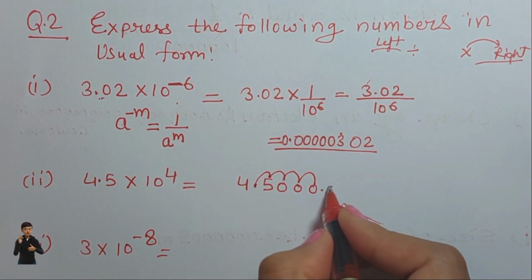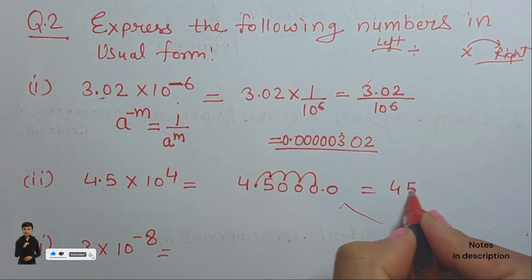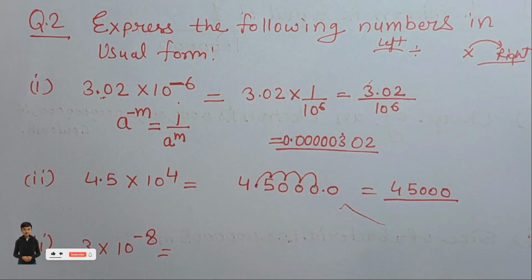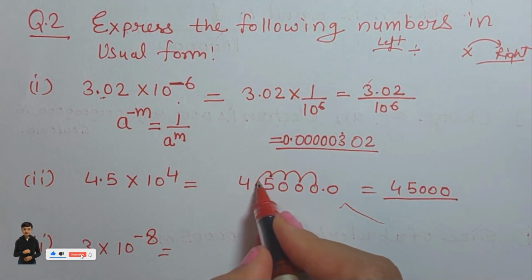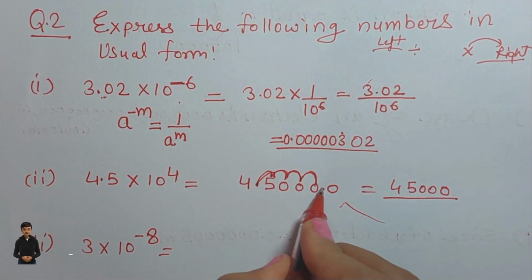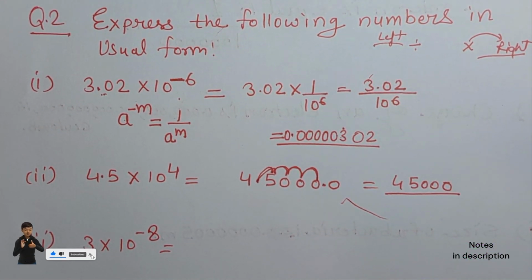And after decimal point, we can put 1 more 0. So what is our answer? 4, 5, 000. That means 45,000. ये हमने कितने स्टेप्स में शिफ्ट किया? 1 2 3 4 स्टेप्स में. 4 स्टेप के बाद यहाँ पे आ गया पॉइंट. समझ में आया? मज़ा आया? इजी है. सो ऐसे शिफ्ट करना है.